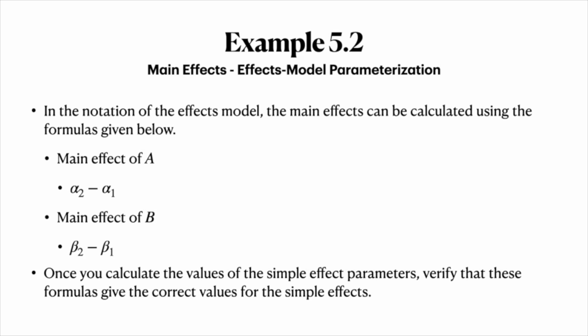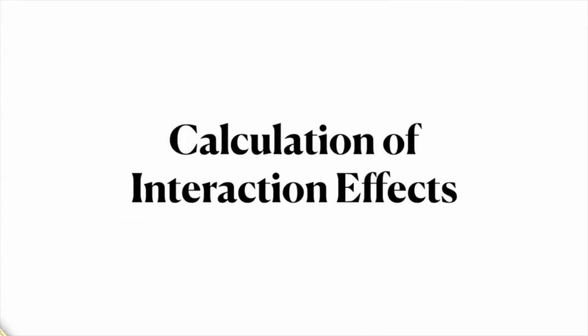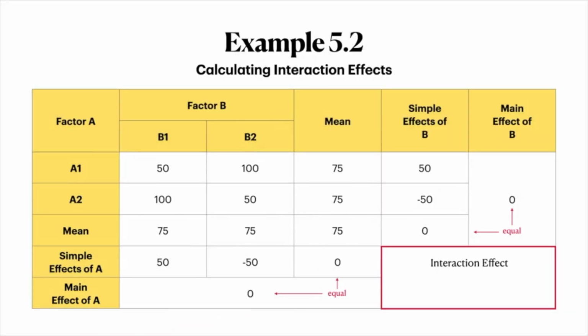Because remember, there are constraints on alpha 1 and alpha 2. There are constraints on beta 1 and beta 2. And so all of these constraints help you to figure out what their values are once you've been given some of the other values. All right, and then finally, let's calculate the interaction effects for this situation. And as we did in the last example, we've reserved a space in the table for the interaction effect. It's that bottom right-hand corner of our table.